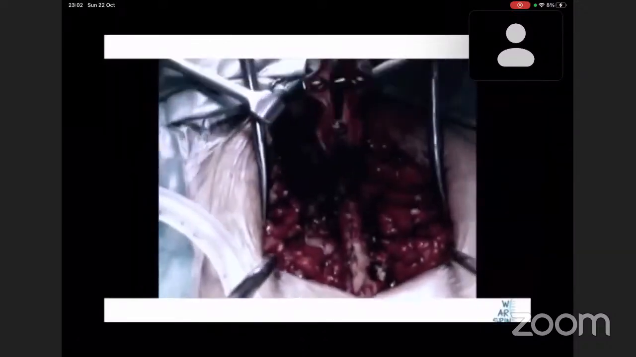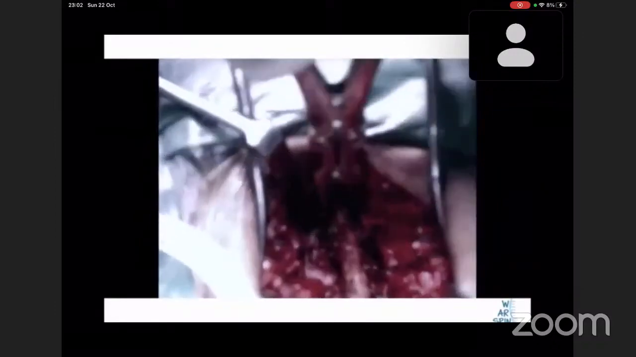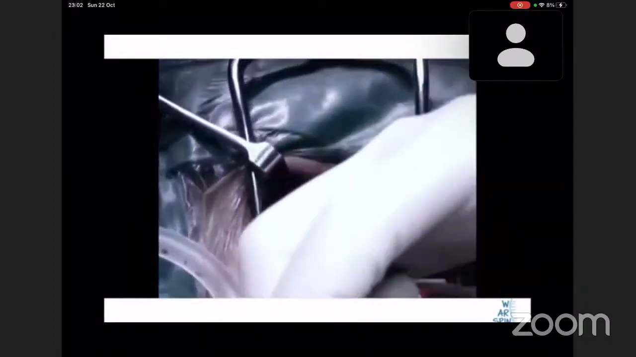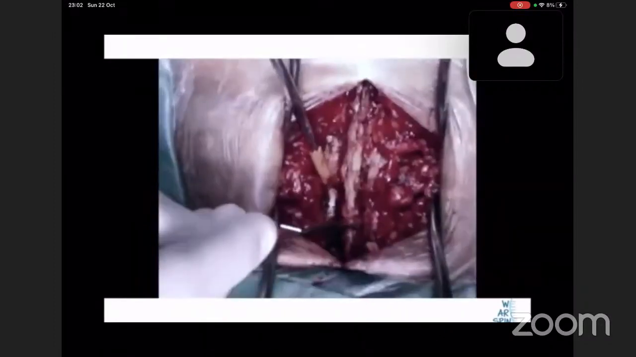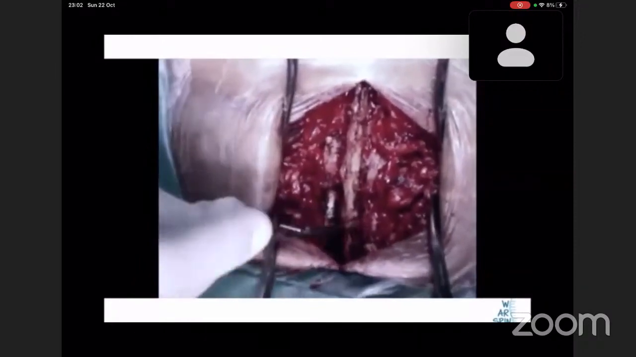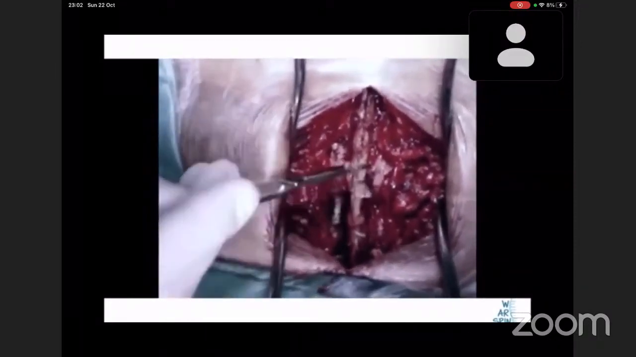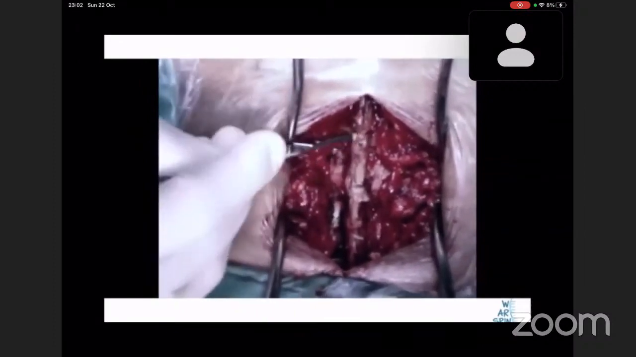So after an adequate exposure, what we are trying to do here is identify the last mobile segment. Whenever you are doing a decompression right up to the sacrum, you know that L5-S1 should be your last mobile segment, and this helps you confirm your level. In a smaller incision, or where you're not going up to the sacrum, you can use a C-arm to confirm your level at this stage.